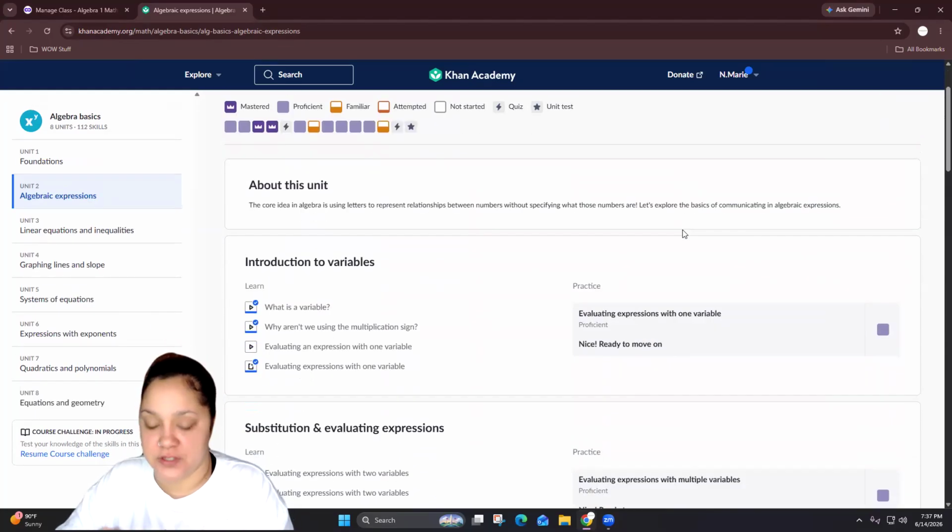Usually a lot of this stuff is learned in pre-algebra. Sometimes elementary is when you start learning a little bit of this stuff, and then 6th, 7th, 8th grade is when you really learn it to prepare you for Algebra 1. So I'm going to start from the beginning as if we don't really know too much.